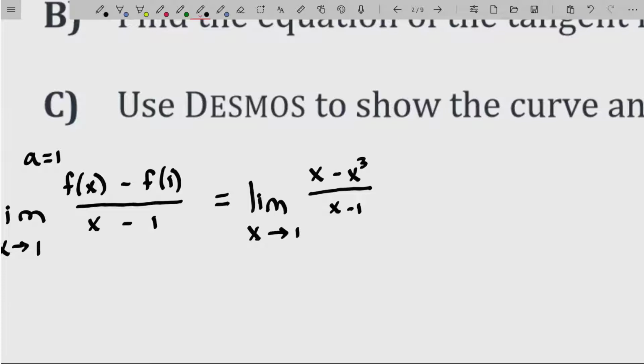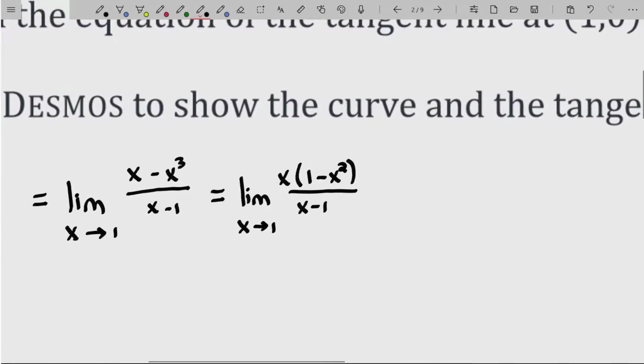And still, plugging 1 in is not going to work, so we're going to do a little bit of algebraic cleanup. As I mentioned over and over, always perform arithmetic before algebra, algebra before trig, trig before precalculus, and precalculus before calculus. Basically, climb that ladder of mathematics. So in this case, I know that I could factor. I'll factor an x out of that numerator, and I'm left with 1 minus x squared. Again, I can't do direct substitution because I have division by 0. So I guess I should do a little bit more algebra.